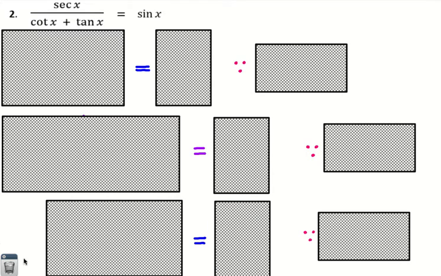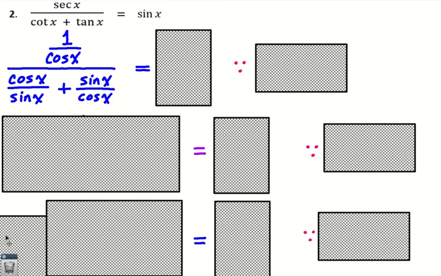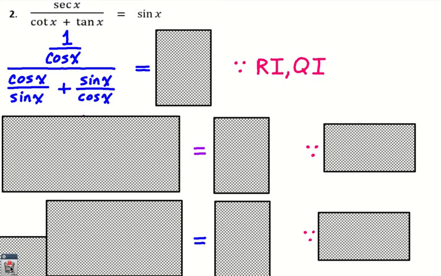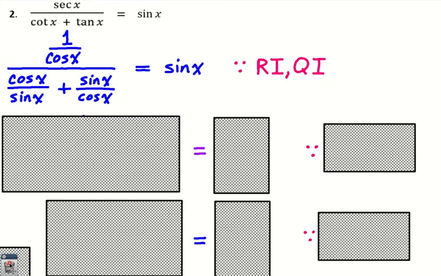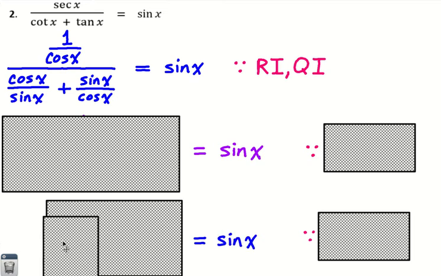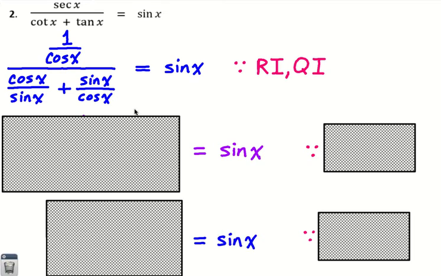Number 2, you can start off very similarly. The secant you can change, cotangent you can change, and the tangent you can change, all by using reciprocal identities or quotient identities. This was a reciprocal identity, this was a quotient identity, and this was a quotient identity. And on the right, I don't really think it's ever going to change, so that is always going to be sine. It's all about the left.